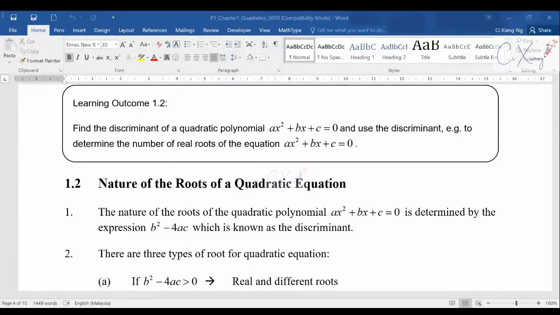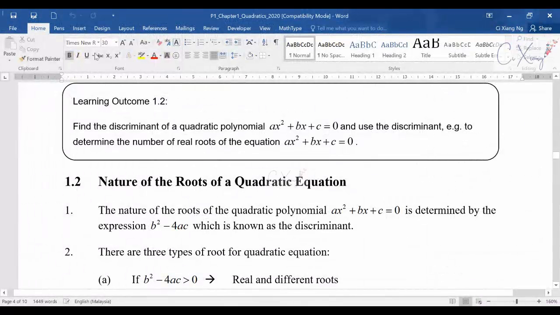Alright, so for the previous video, we already stopped at the part where we were completing the square to find out the vertex of the quadratic expression. Okay, so for this video, we are going to continue with the nature of the roots for a quadratic equation.